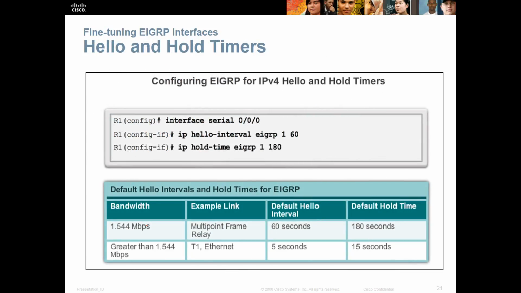Here's an example of our hello timers. Again, pretty similar to OSPF with the commands. Hello interval, except this time we're doing EIGRP 1 and 60. EIGRP, that's going to be the instance number or the autonomous system number. So EIGRP 1, we use the hello timer of 60. The default hold timer is 80. The default hello interval is 60. Hello interval, hello time. Here are the defaults.